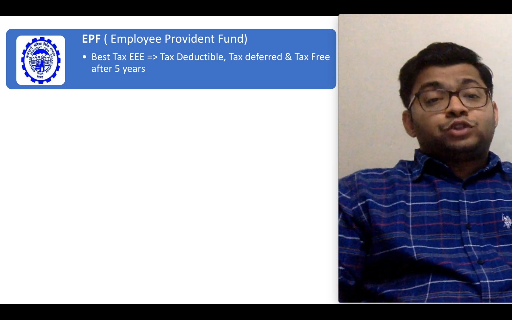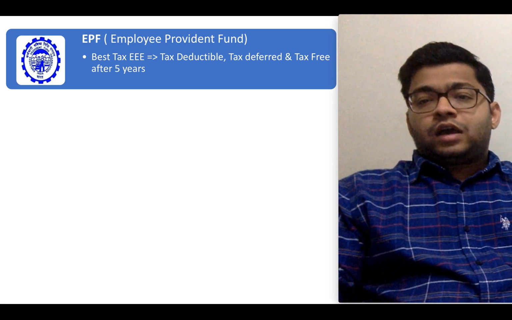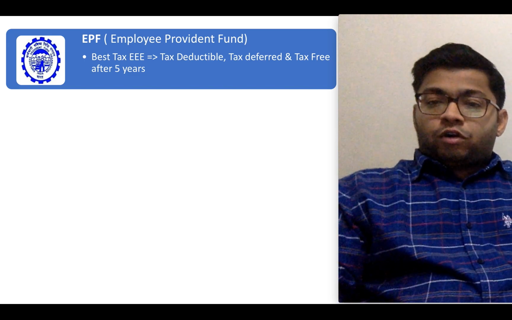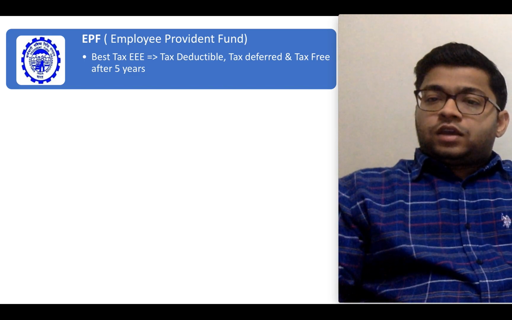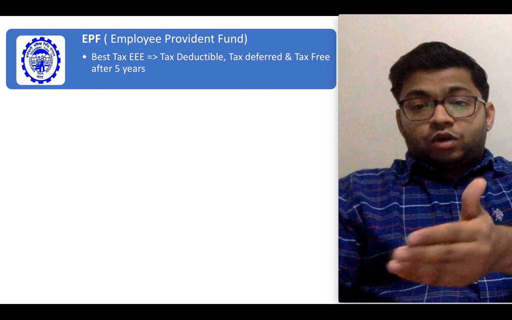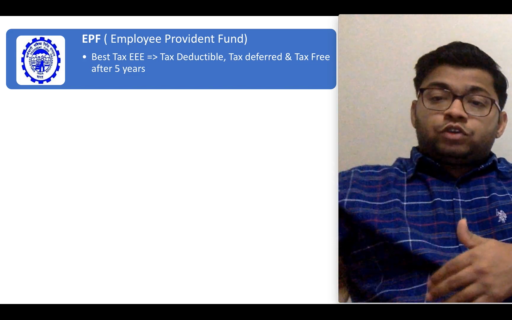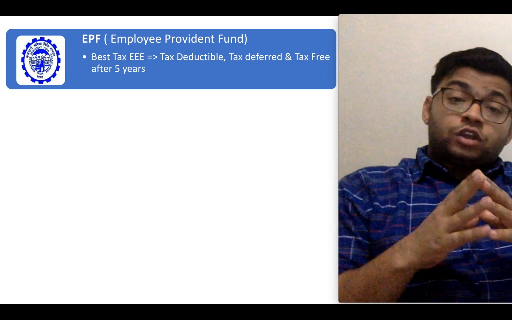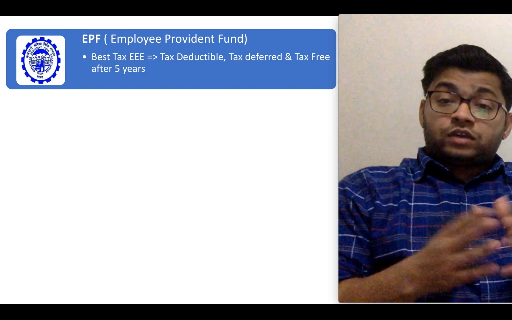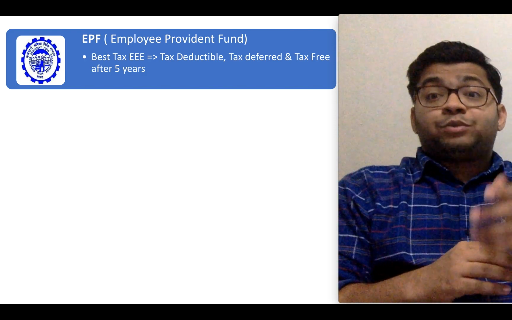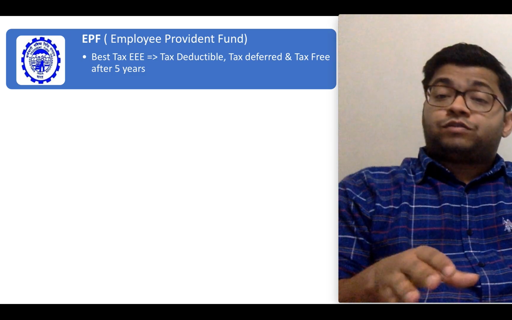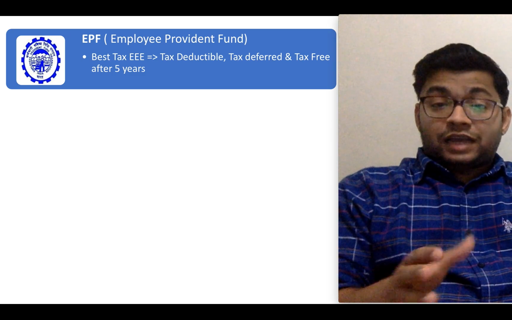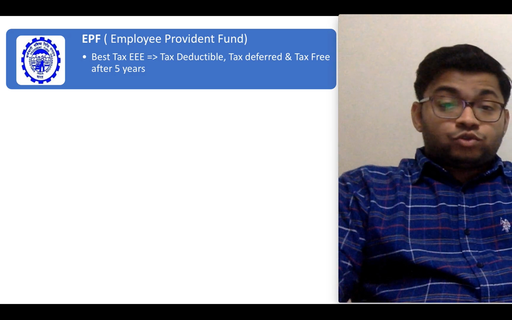And the third and the most important thing, if you have made contributions for a continuous period of 5 years, irrespective of which company you are in, so you can switch companies, but if you are continuously making contributions to this fund for 5 years, any redemption that happens after that is completely tax free. All the returns that you get are tax free. Okay, so what do those returns look like?